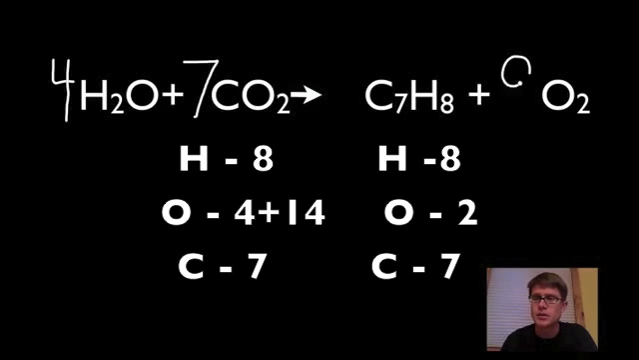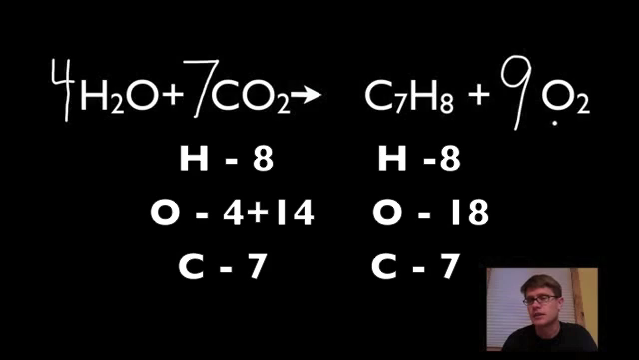And so if I were to put a 9 over here, that would give me, on the right side, 18 total oxygens. On the left side, 18 total oxygens as well. So that would be a perfectly balanced equation.